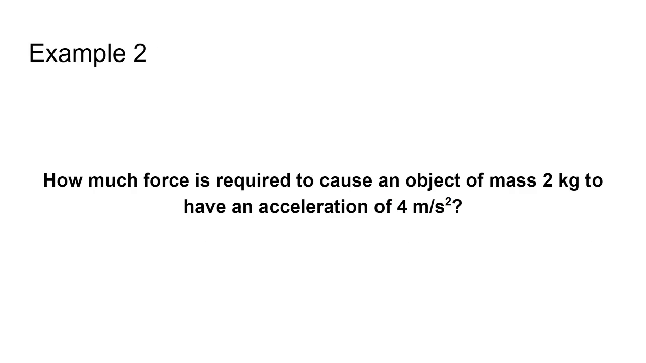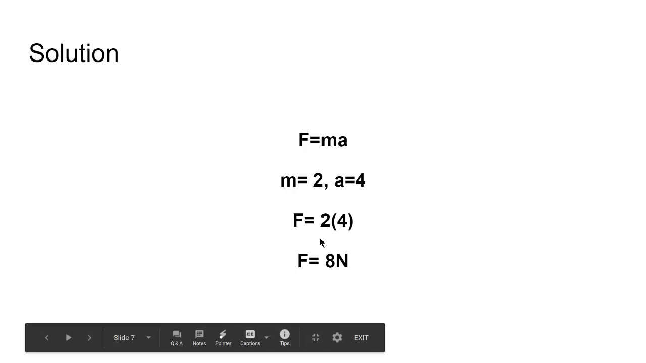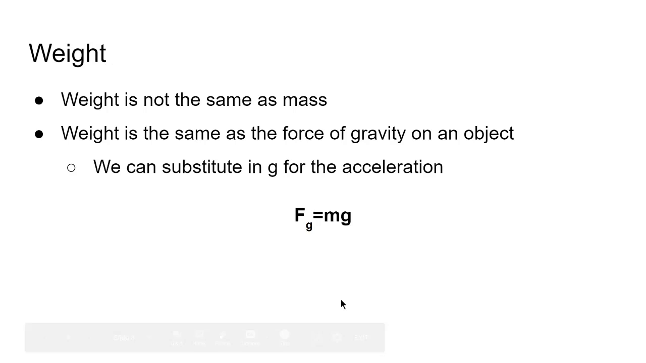Now, let's look at a second example. How much force is required to cause an object of mass 2 kilograms to have an acceleration of 4 meters per second squared? So we're just going to plug this into Newton's second law of motion. Force equals mass times acceleration. Our mass is 2, and our acceleration is 4. So we have force equals 2 times 4. Our force is going to be 8 newtons.